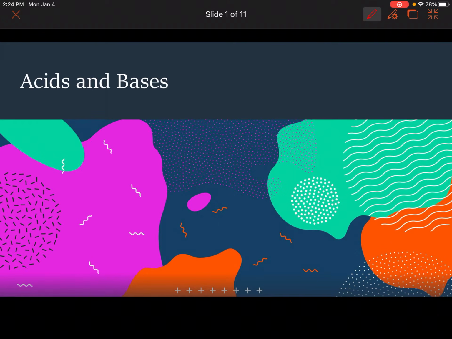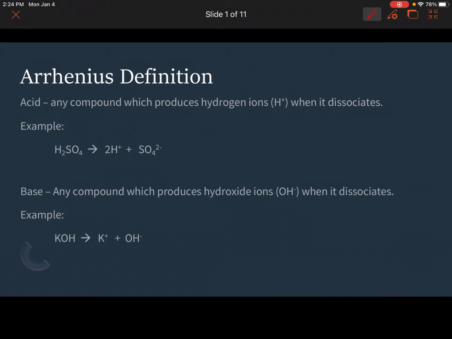Hi, grade 12s. Today we're going to go through lesson 5. I'm in unit 5.2. It's an introduction basically to acids and bases. We're going to go through a couple different definitions of that and then talk about acid-base pairs for this one.